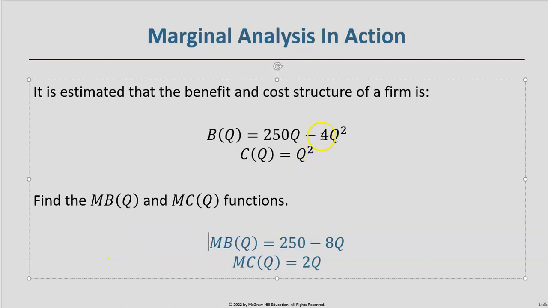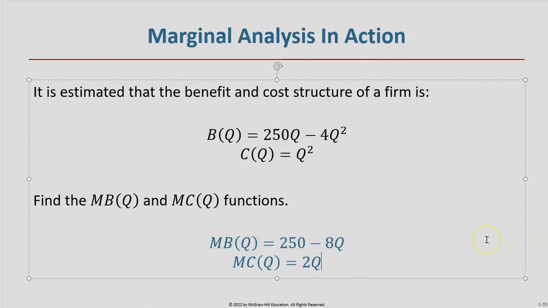And then the first derivative of 4Q squared would be 4 times 2, which equals 8, and Q raised to the 2 minus 1, so Q raised to the first power is just Q. So the marginal benefit is 250 minus 8Q. And then the marginal cost: the cost is Q squared, so 2 times 1 is 2, and then Q raised to the power of 2 minus 1, Q raised to the first power, is just 2Q.